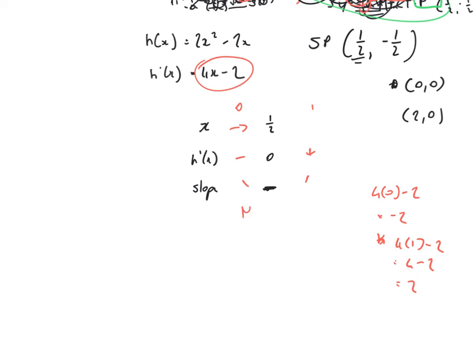So we can see that we've got a min turning point at (1/2, minus 1/2). Okay, so let's sketch the thing out. So I cut at 0 and 2, and I've got a min turning point at (1/2, minus 1/2).